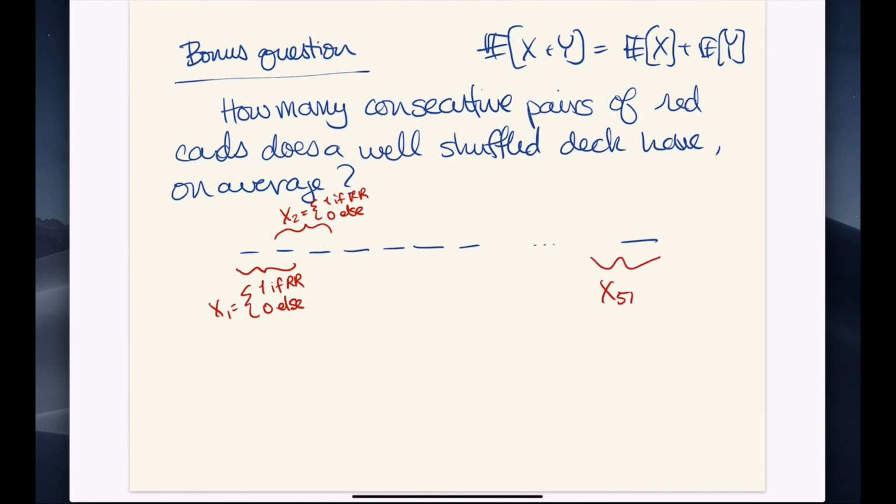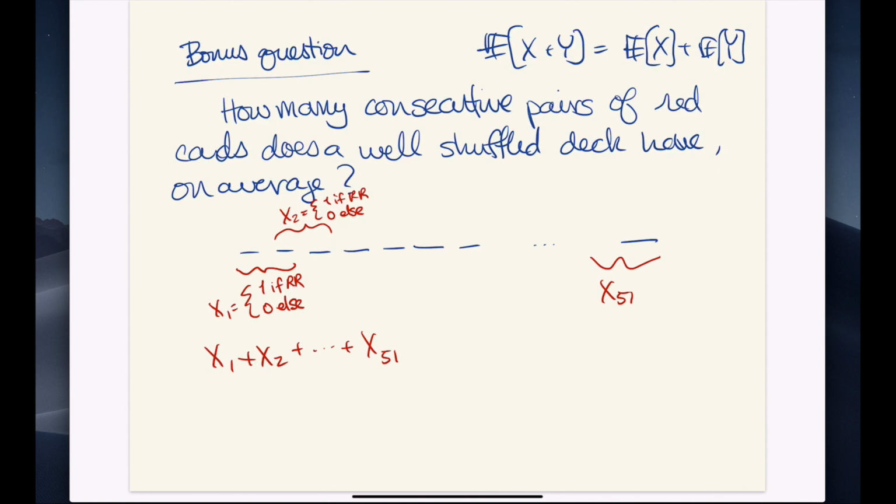There are 51 of these pairs. And clearly, the number of consecutive pairs of red cards is just going to be a sum of these 1s and 0s. So the desired value is the random variable x1 plus x2 and so on up to x51. And these are not independent random variables.